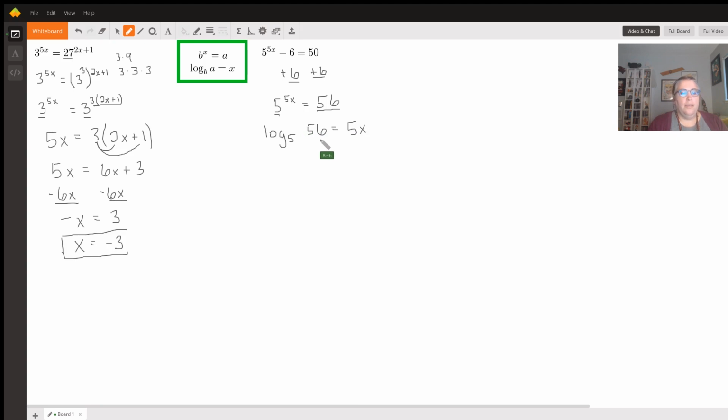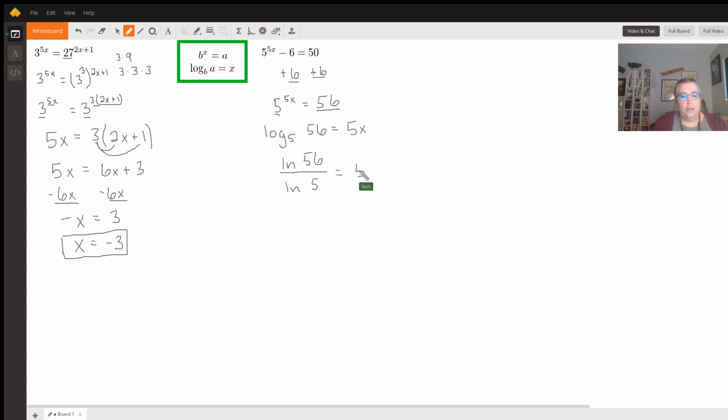Now, some calculators you can just plug this in. Most you cannot. We're going to use the change of base formula. You can either use the common log or the natural log, because they're both commonly found on calculators. I'm going to use the natural log. So the natural log of this quantity, 56, divided by the natural log of 5 is equivalent to this statement. That's the change of base formula.